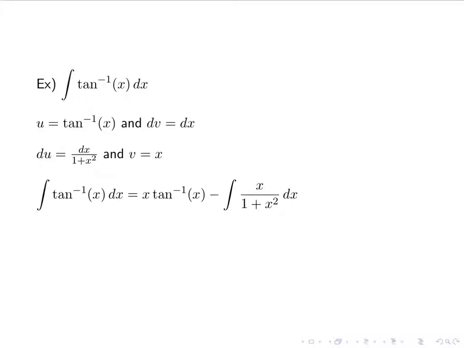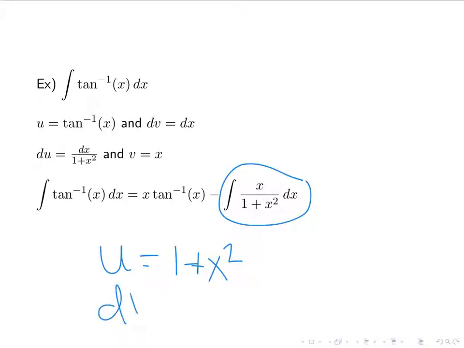I got uv, x tan inverse of x, minus v du. So x over 1 plus x squared dx. This guy is a really, really nice u substitution problem. Right, I want u to be 1 plus x squared. So du is 2x dx. So I'd have to divide by 2 and I'll get my x dx here. So this is just a u substitution. Right? Always look for u substitutions first. They're the easiest type of integration.